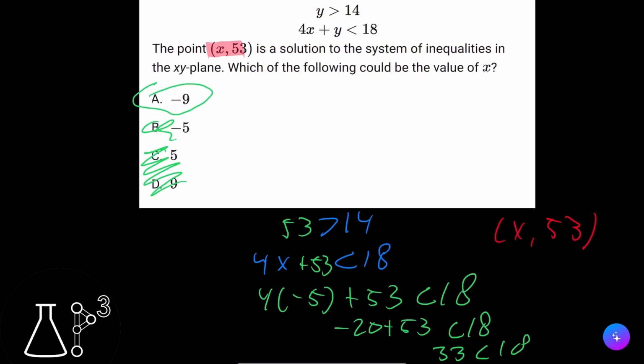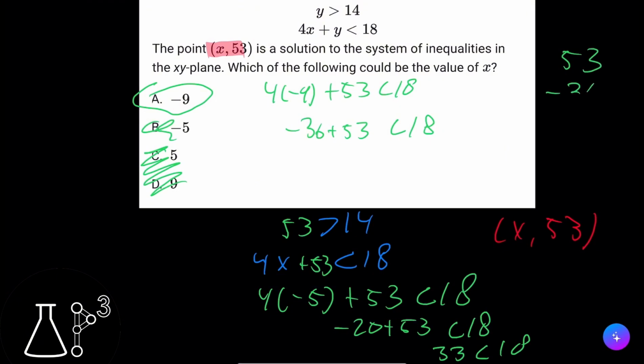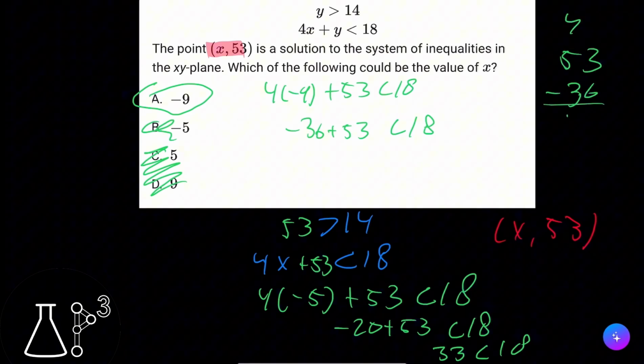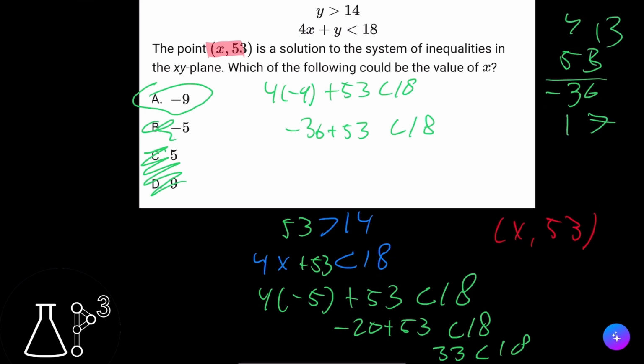But let me solve it algebraically like I just did to figure out that makes the statement true. So if I multiply 4 by -9 and then plus 53, and it's less than 18, if I multiply -9 and 4, I get -36 plus 53, which is less than 18. And if I do 53 minus 36, I would get 17. I'm going to get 17 is less than 18. And obviously 18 is greater than 17. Therefore, my answer is A.